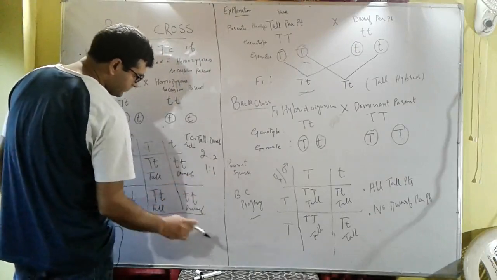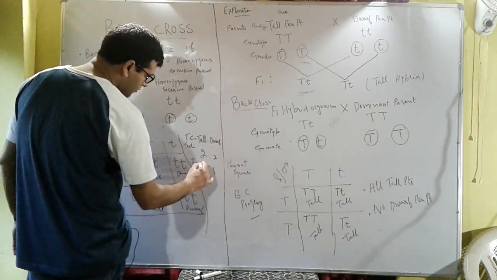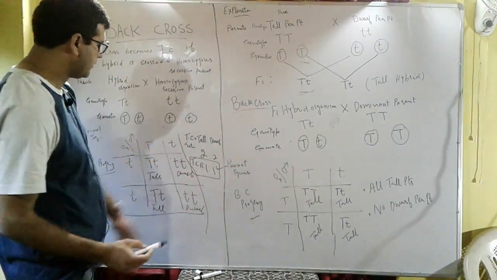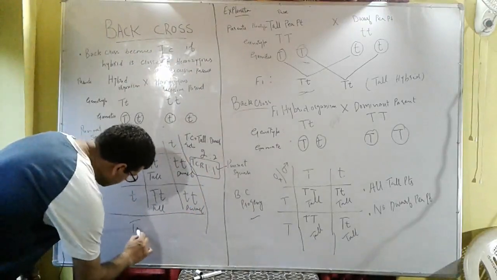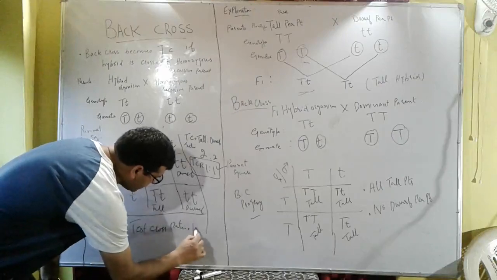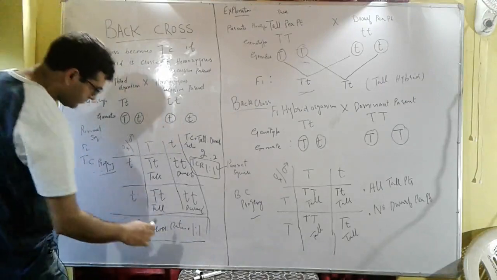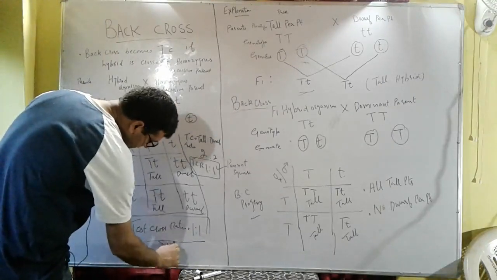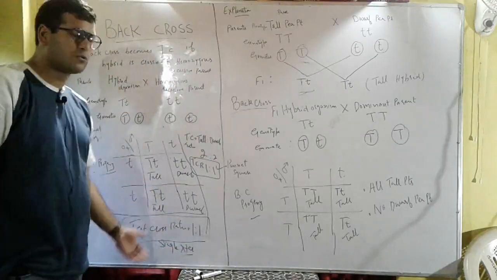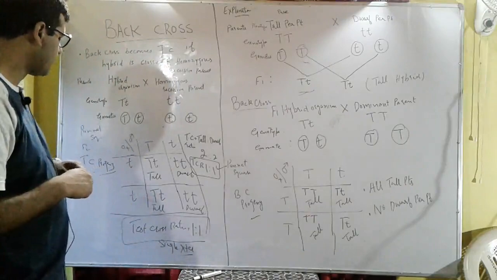This is the test cross ratio. The test cross ratio is 1:1 in case of a single character, because we have taken only one character, that is plant height, which has two contrasting forms, dwarf and tall. So see the difference here.